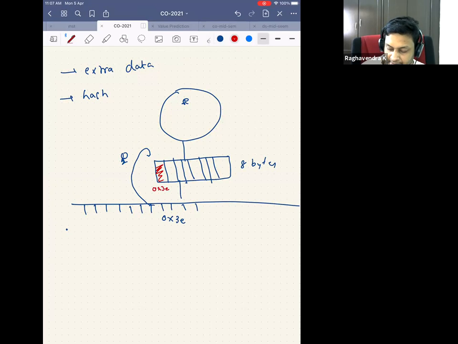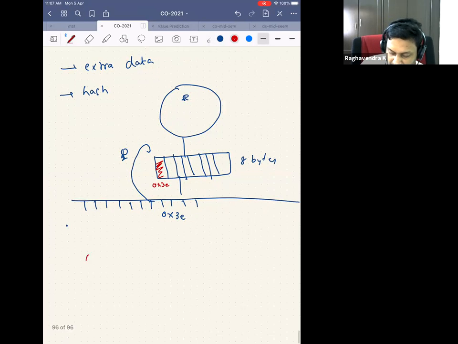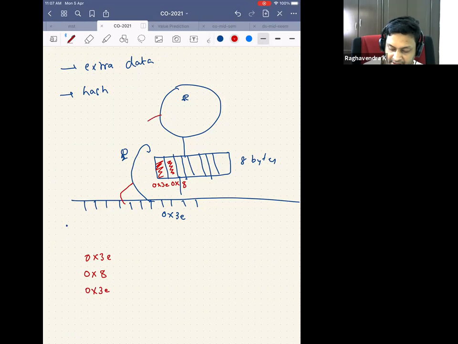Right? And then maybe the CPU generated an access for 0x8. So maybe I fetched 0x8 and kept it here, which means that I kept 0x8 here. Right? And then the CPU again generated 0x3. So now the CPU has generated 0x3, so it is asking to fetch 0x3.